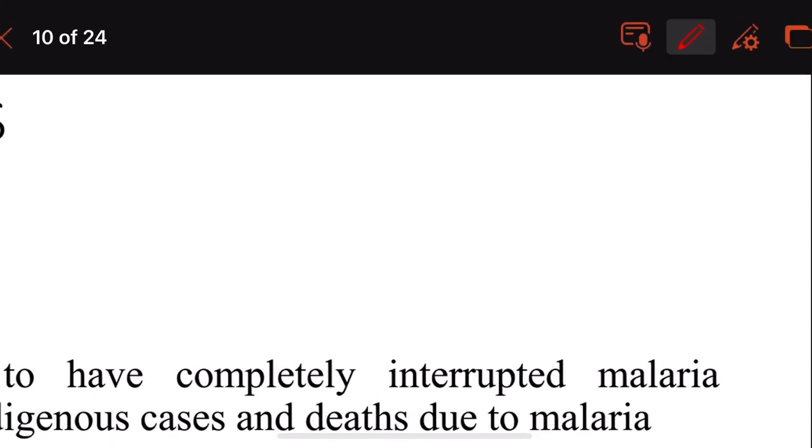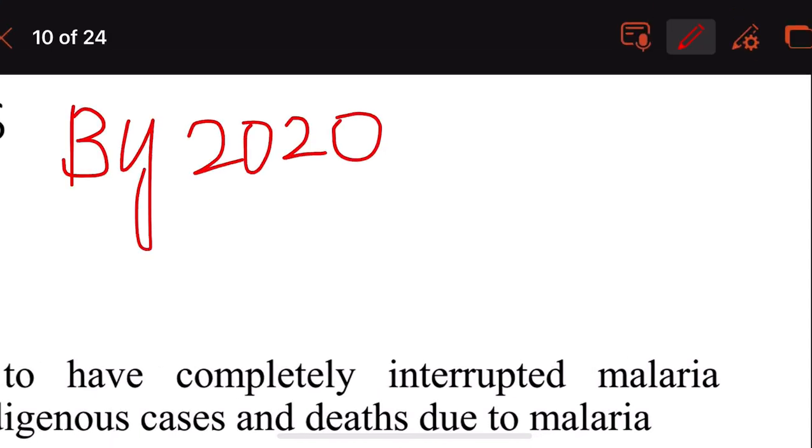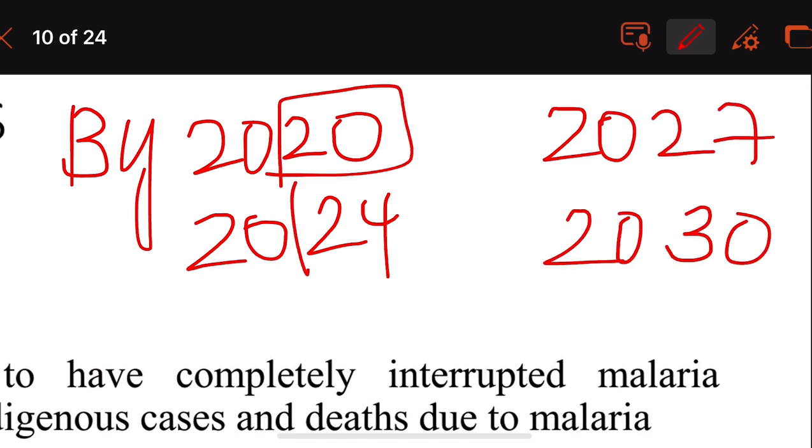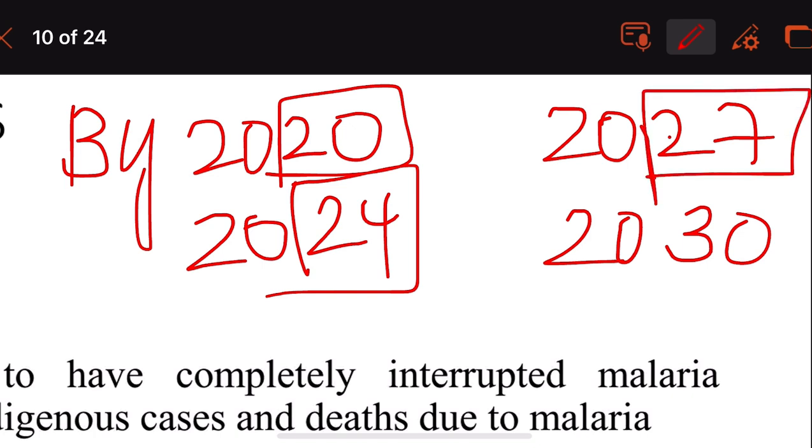Can you guys recall? By 2020, what are all the years? First we will recall the years. 2020, 2024, 2027 and 2030, right? These are the 4 years where you're going to write about the important milestones and the targets. We also have 2016.